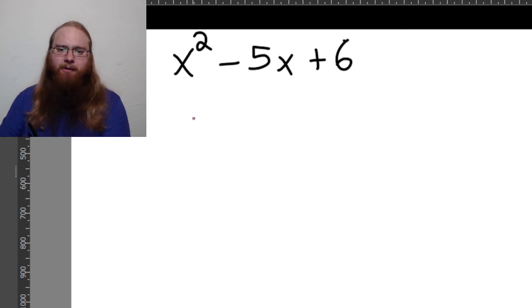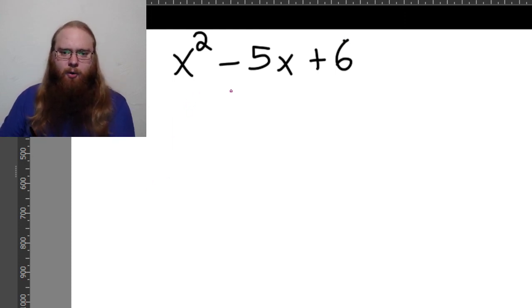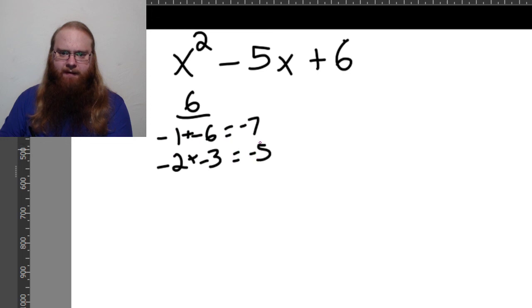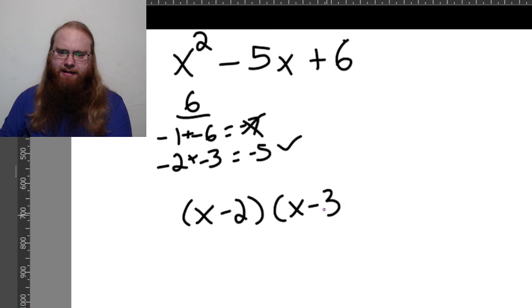Okay, so what we're going to do is find our numbers that multiply to get 6, which is 1 and 6 and 2 and 3. This one's pretty simple. Again, all the factors are negative. We're going to get a negative 7, or we're going to get a negative 5. Negative 5 being the one we're looking for. Our answer is going to be x minus 2 and x minus 3.